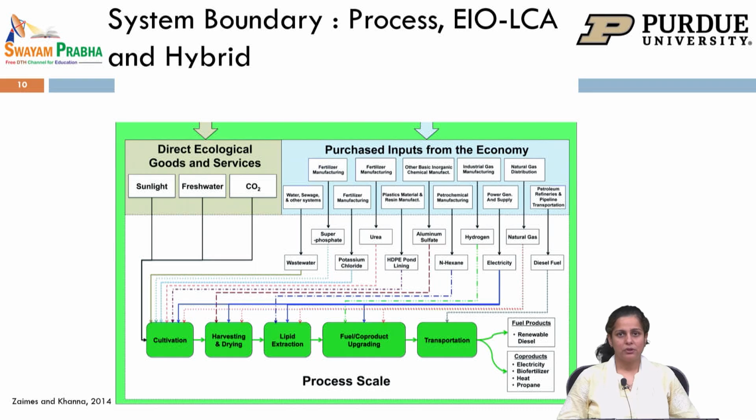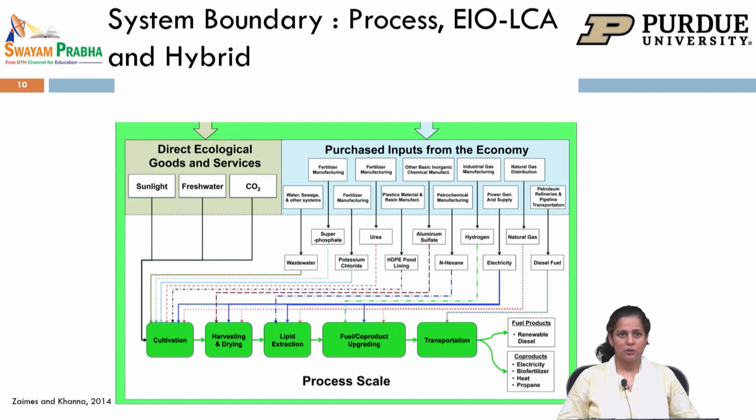This is an example of showing what are the differences in system boundary for process, EIO and hybrid LCA. The figure that you are looking at shows an example of manufacturing of algal biodiesel. If you think about the life cycle stages of algal biodiesel, it starts with the cultivation phase, where you have the cultivation of algae in a pond or in a photobioreactor.